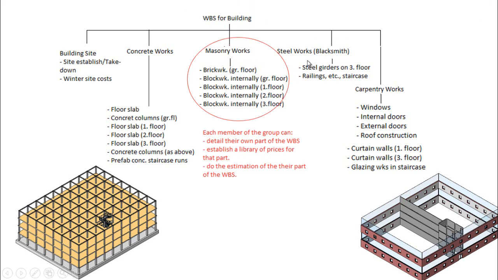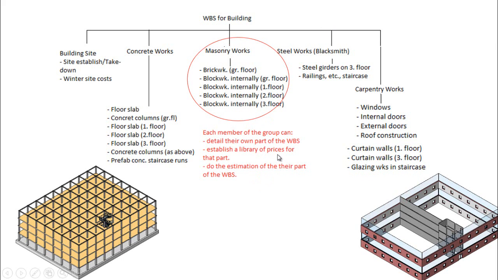The idea behind this is that each member of the group does his own work breakdown structure branch. In other words, one of you takes the masonry works, looks at the drawing, identifies the different items, and then once you've done that, you can find prices in a price library for those different items. So you will have your own part library, which you can do in a program called Sigma, which will be explained later. And after you've found your own price library, that individual person from the group would also do his estimation for that particular branch.